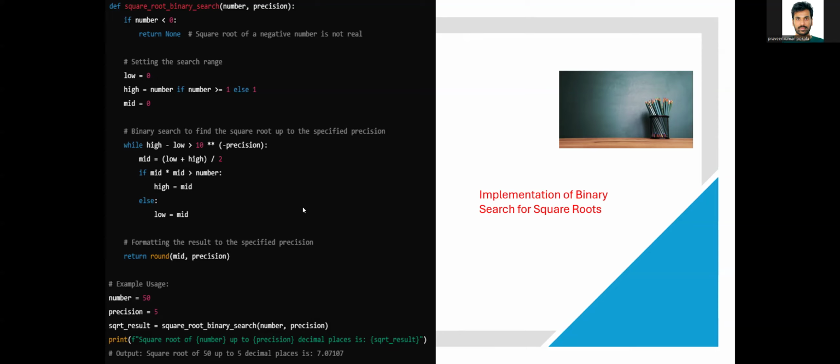If the search range, high minus low, is greater than 10 to the power of negative precision, we find the midpoint and check its square. If that square is greater than the number, then of course we have to reduce the search range towards the smaller end, so high should be mid. Otherwise, low should be mid. Then we round it to that precision. We repeat this until the mid square is equal to the number up to that particular precision level.